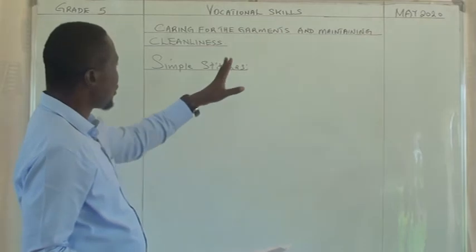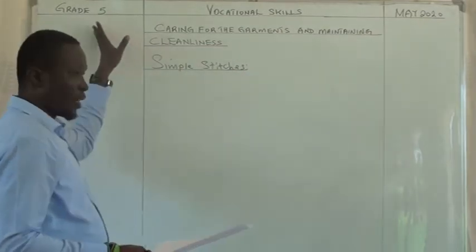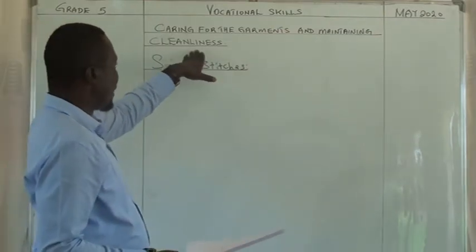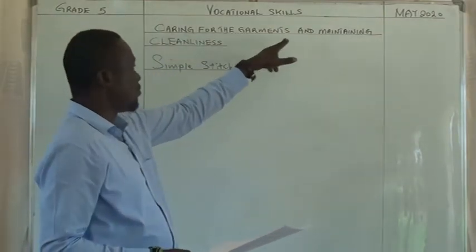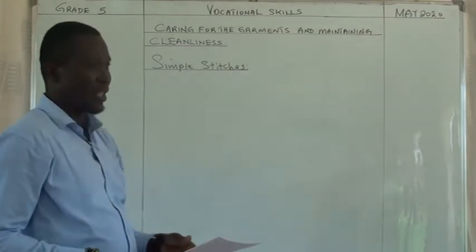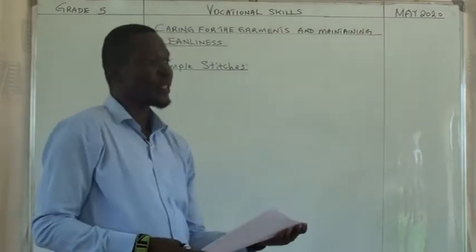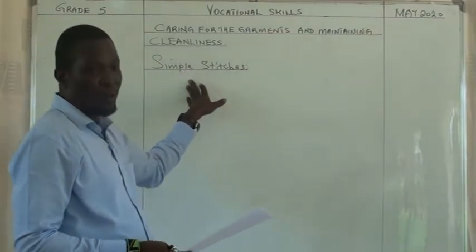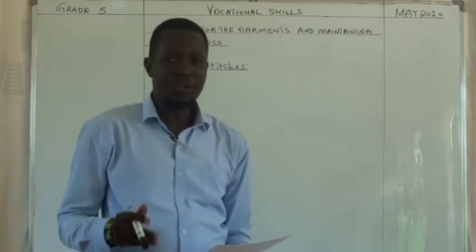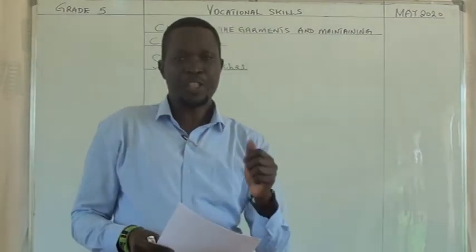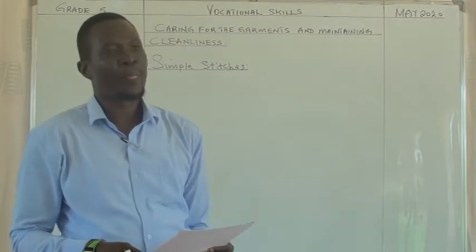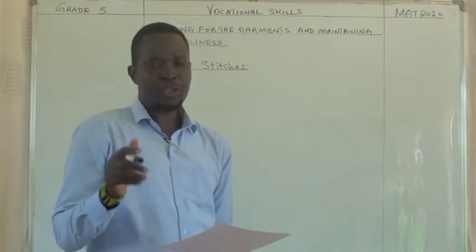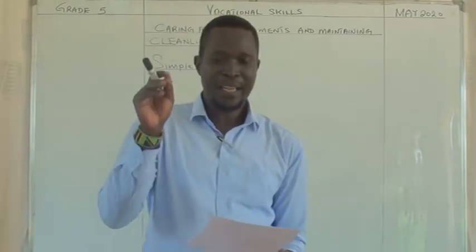This is Vocational Skills for Grade 5, Cleanliness of the Garments. This is caring for the garments and maintaining cleanliness. As we discussed last time, we started talking about stitches, of which last lesson we learned about what is known as the tacking stitch and its use. We also saw how to make a tacking stitch.